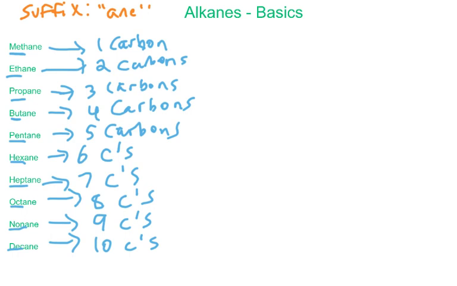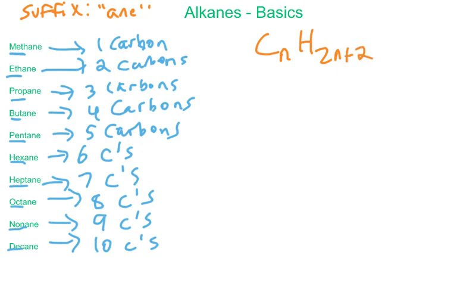In the future, this will be helpful when we have to name alkanes and identify alkanes. But in this video, we're just focusing on the basics that we just went over, and the next thing we have to focus on is the formula. In the beginning, if you remember, we said the formula for alkanes was CnH2n+2. Let's write that more clearly.